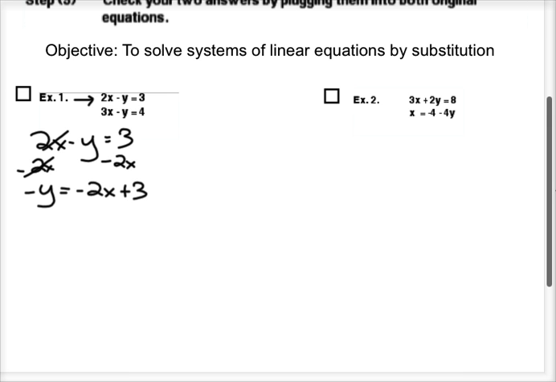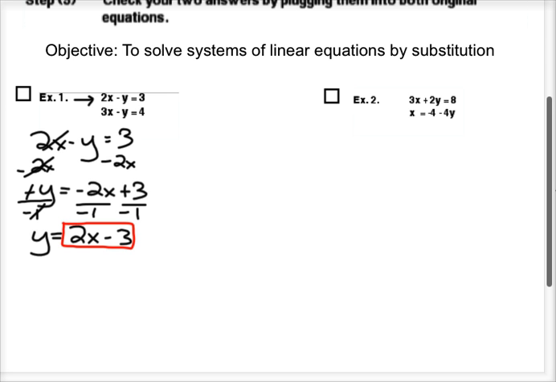And now I don't want my y to be negative. So I'm going to divide everything by negative 1 to get rid of that negative with the y. So I get 2x minus 3. So I have that first step done. I've isolated one of my variables, gotten it completely by itself. And now what I'm going to do is, now that I have y equal to something, y is 2x minus 3.